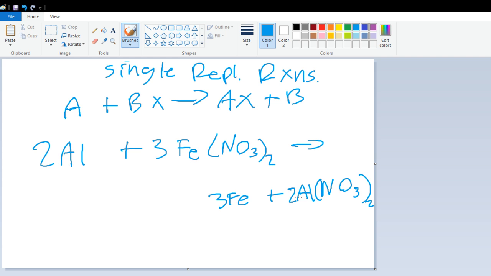You can see that the aluminum has replaced the iron in a single replacement reaction. And if we look at the activity chart that should be provided, aluminum is higher than iron on the activity series. It is a more reactive metal. And now, since we've covered that, we'll move on to how this can affect water.